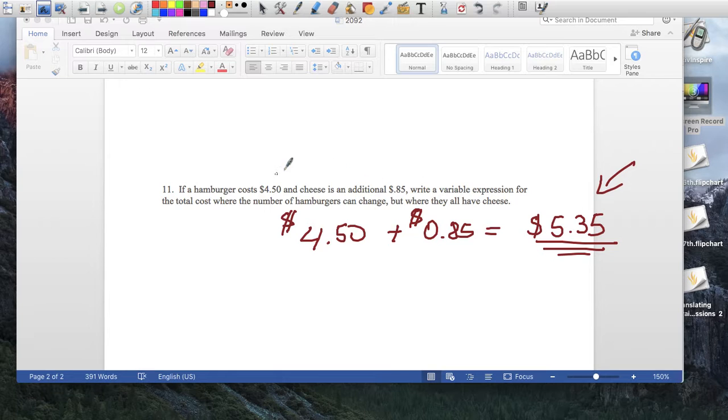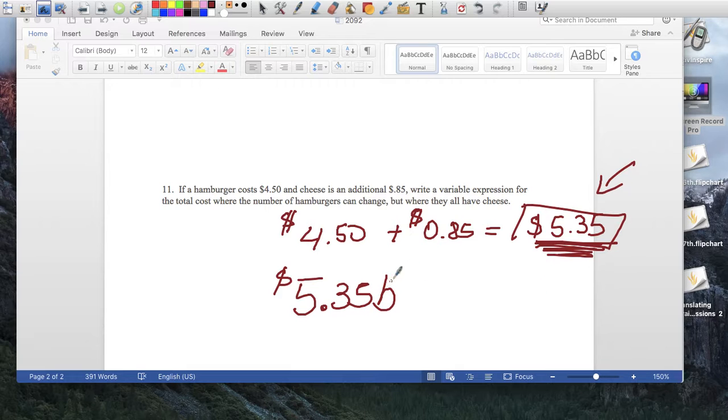So here it's a little confusing because they give you the price separately, but in essence, it actually means that each cheeseburger is $5.35. So your expression is actually not as complicated as the other one. If you want to calculate how much you end up paying for all those burgers, it's going to be $5.35 times what? Times the number of burgers.